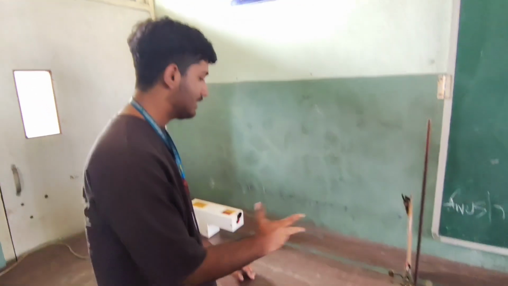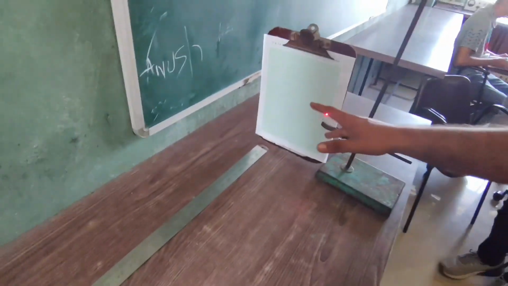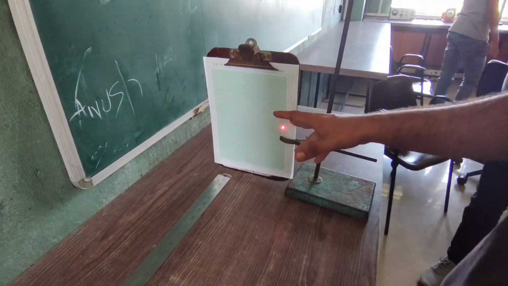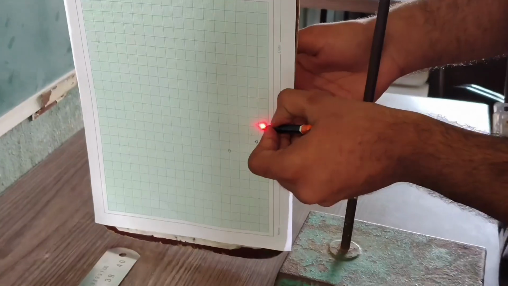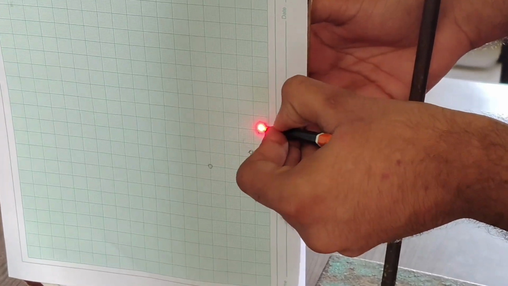Now we have to extend the distance of the laser from it. So we should take again 50 more. As you can see, the laser light has appeared on the graph paper at the distance. So we should take one more measurement here.